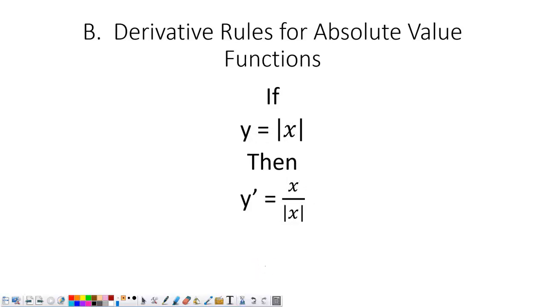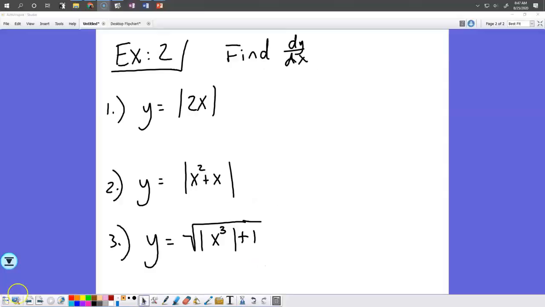So let's go ahead and bring this one to life a little bit. I'll start off with something pretty straightforward here. For the first one, y equals the absolute value of 2x. So here's the basic rule, you guys. You put the entire absolute value thing on the bottom. You put whatever's on the inside on the top. Okay? But now all of these are going to be a chain rule. So this is the derivative of the outside.